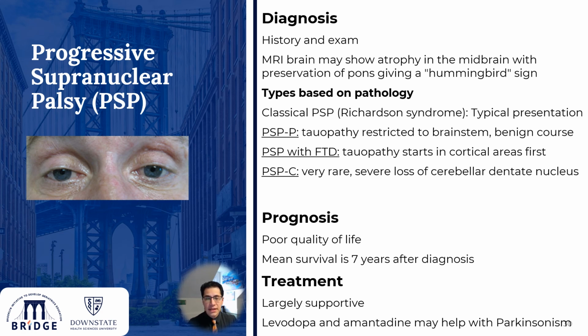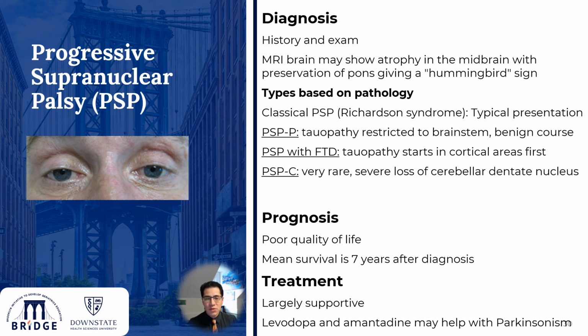There is the PSP-P, where the tauopathy is more restricted to the brainstem, exhibiting primarily Parkinsonian features, and usually has a more benign course. There is the PSP with more cortical involvement, which presents with more FTD-like symptoms. And there is the PSP-C, which is very rare, with a severe loss of the dentate nucleus of the cerebellum, causing significant impairment of gait.